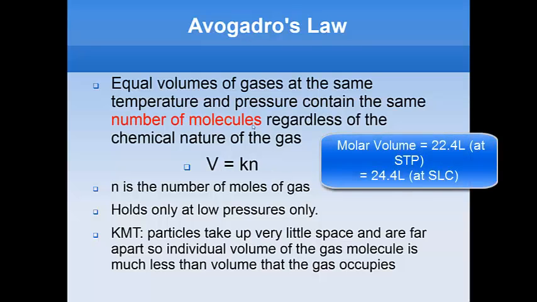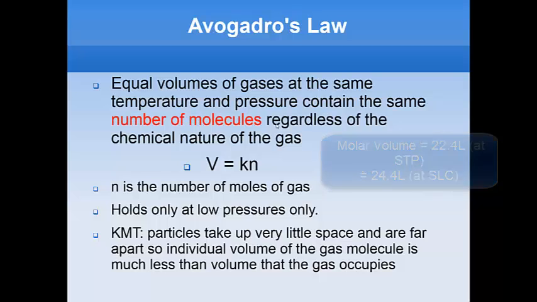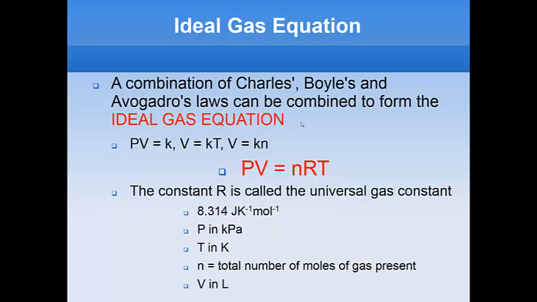And this holds really only at low pressure, because the kinetic molecular theory states that particles take up little space, but when you get to high pressures, then the particles actually take up quite a significant amount of space compared to the volume of the gas. But for low pressures, this works, which means that you can combine that combined gas equation and Avogadro's law to get the ideal gas equation.